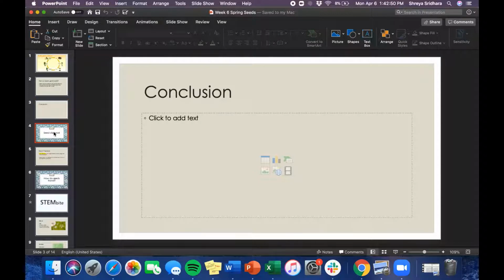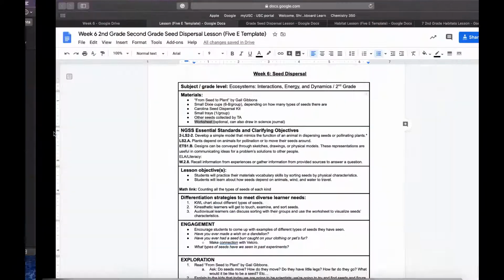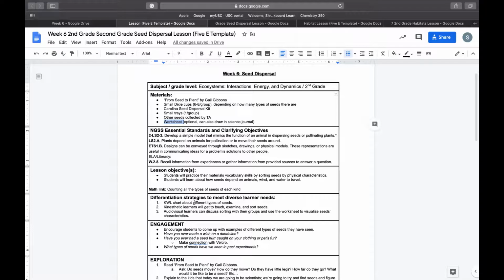So then getting to this week, seed dispersal, basically you'll just get a bunch of different seeds, and then the students will get to touch them, feel them, examine them, throw them in the air, all those kinds of things to figure out how they think those seeds get dispersed in real life.